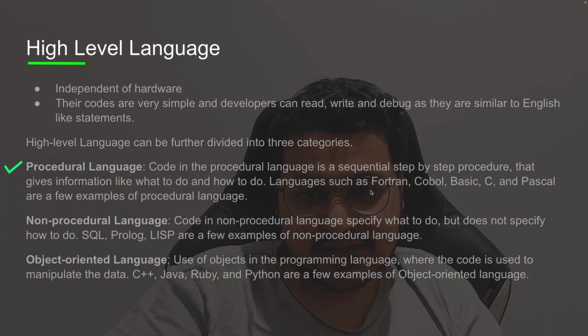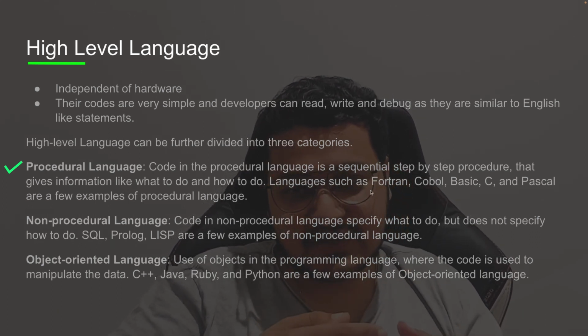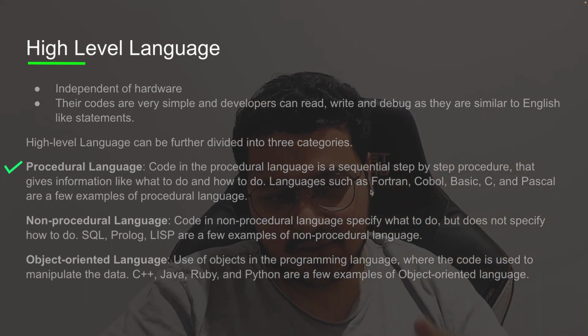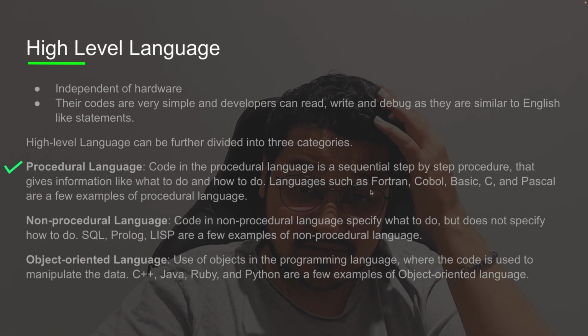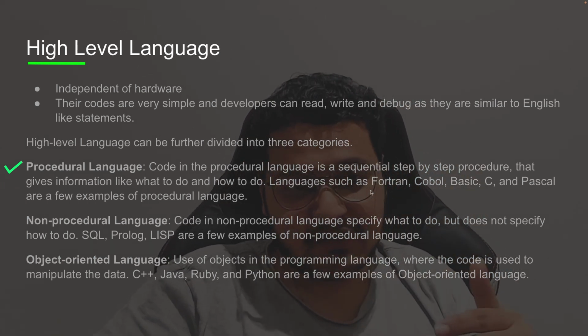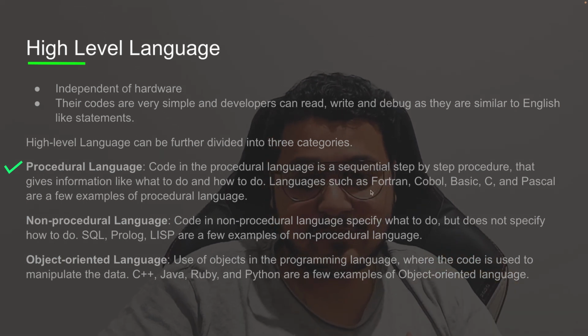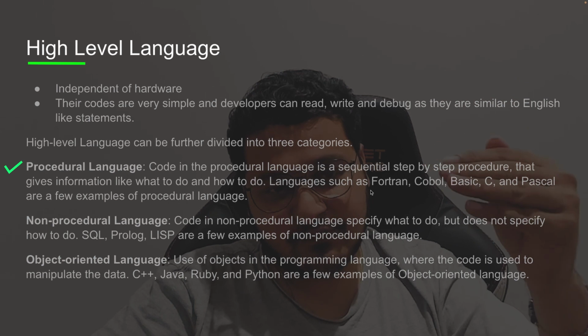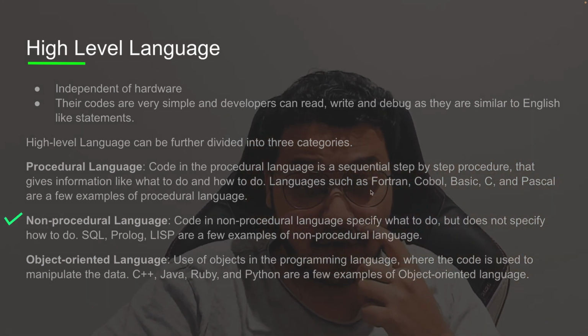Procedural is where you give a sequential step-by-step procedure and the code just follows that procedure. Languages like Fortran, COBOL, and C are procedural languages. These are some of the first programming languages which came into being. So you do step one, step two, step three, and all of that.